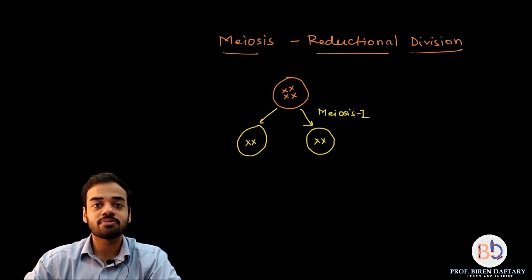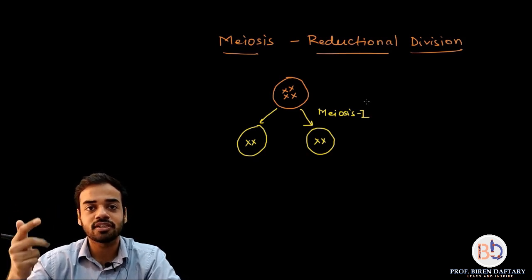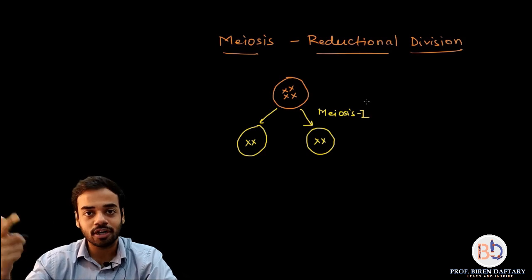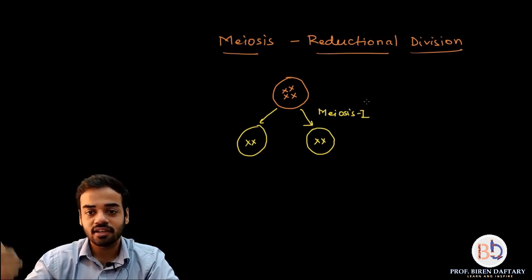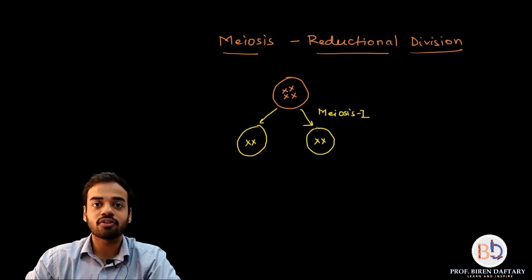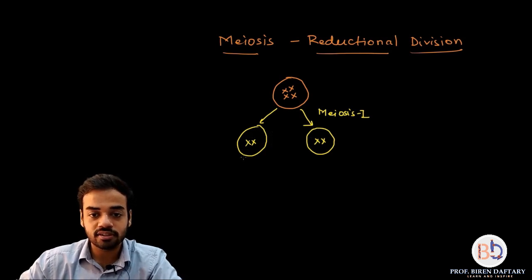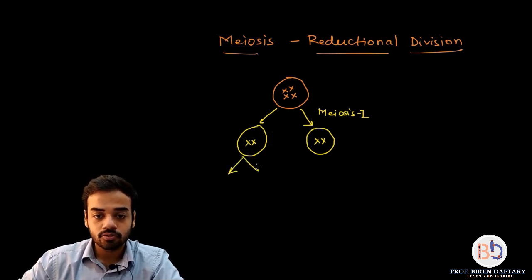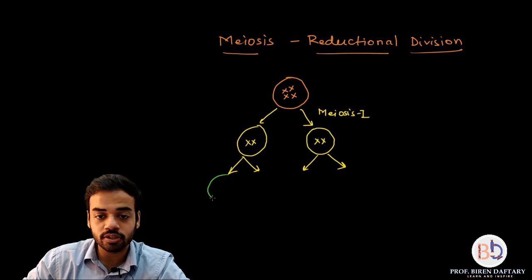Meiosis-1 is made up of all the same steps as mitosis: prophase 1, metaphase 1, anaphase 1, just that you add 1 after the steps. So it is prophase, metaphase, anaphase, telophase, cytokinesis, and these two cells are formed. Then each of these cells further undergoes meiosis 2. There will be 4 cells produced in total.